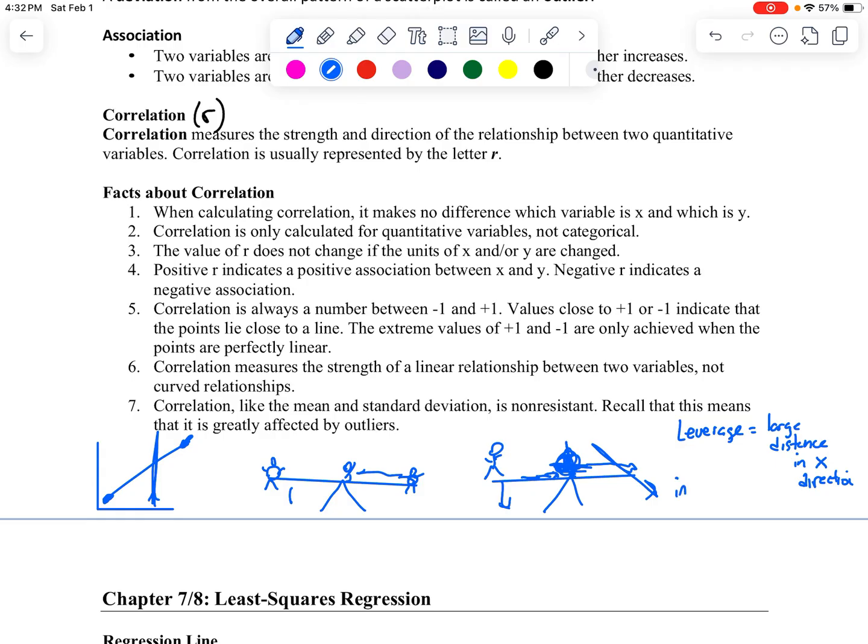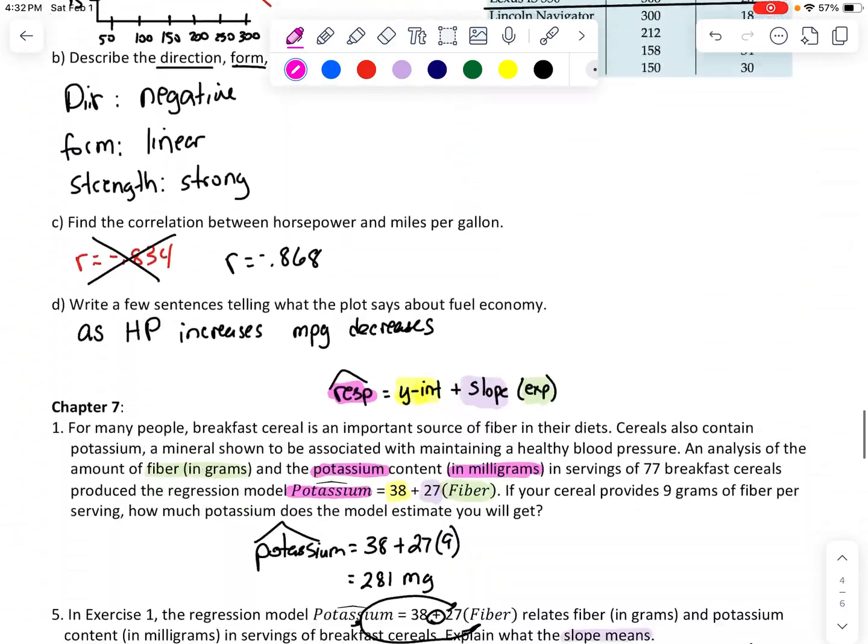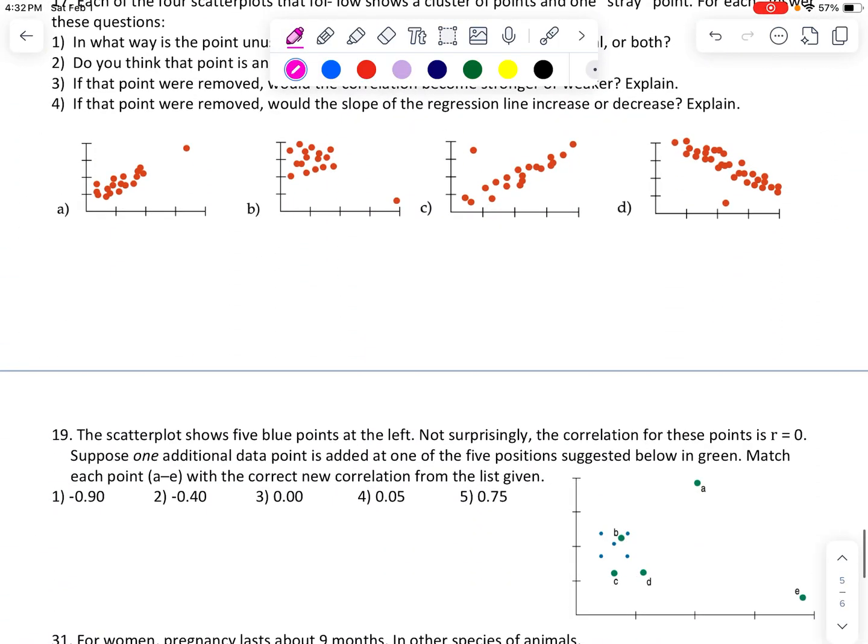All right, so influential, I will change that to a different color. Influential changes slope of least squares regression line. So that's what we're after as far as definitions wise. I just put them up there and added that to that.